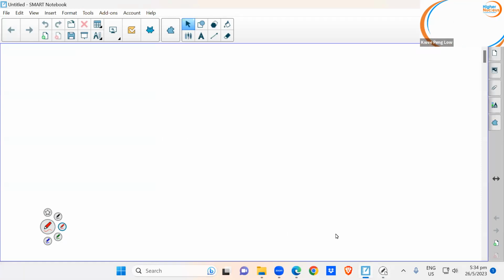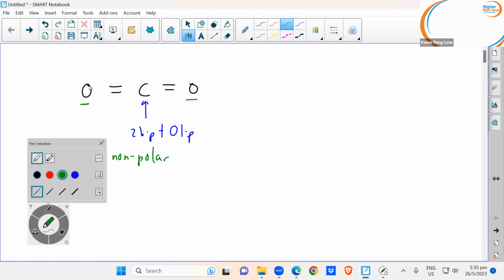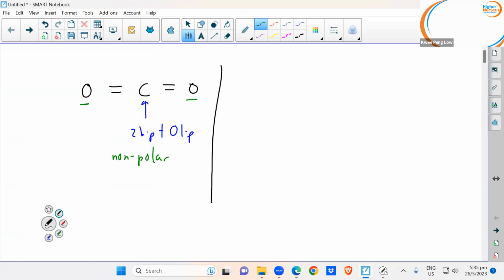Okay, now let's go to the first example, carbon dioxide. Carbon dioxide looks like this. So surrounding the central atom carbon, you have two bond pairs, zero lone pair. And if you look at the side atoms, which are the O, they are all the same. So CO2 is non-polar. Okay, so this is the first example. Okay, another example, CCl4.